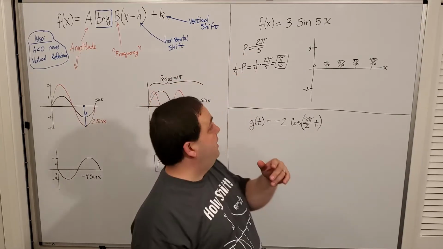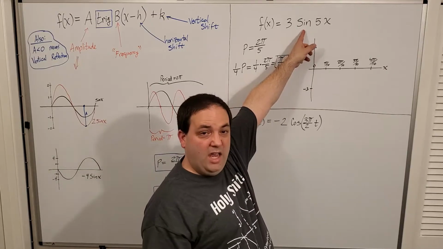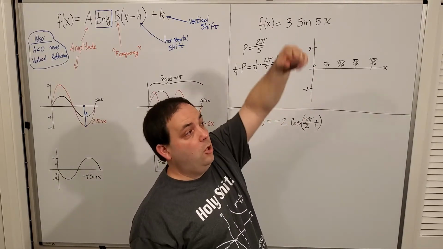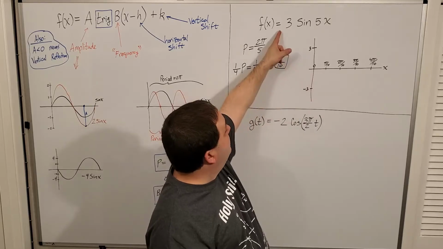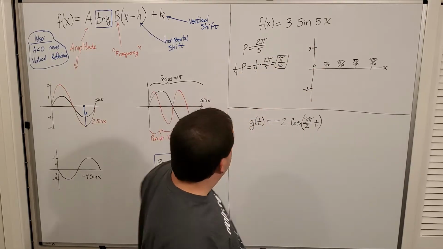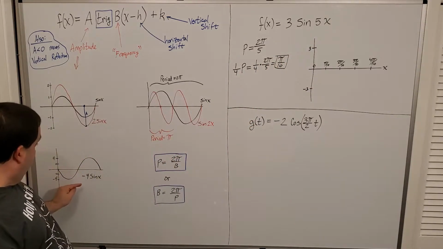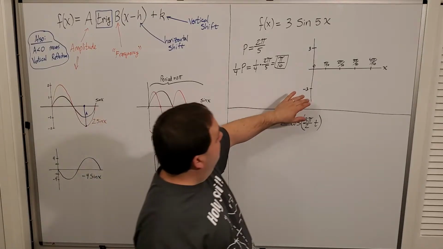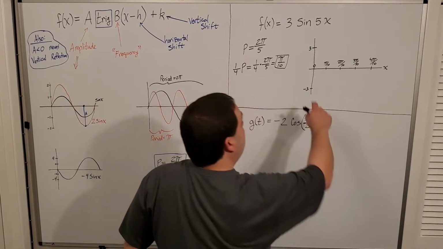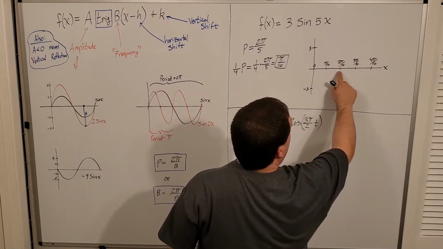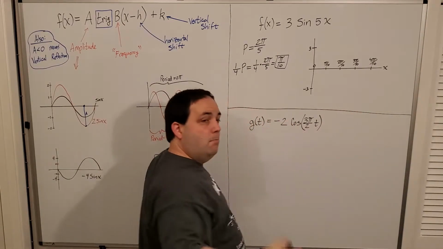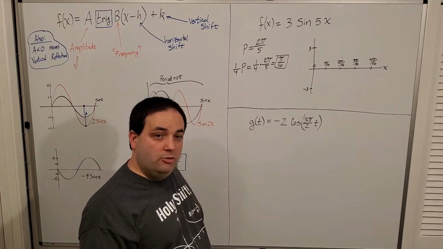Or I might start at a peak, it just depends, right? Since this is sine, I'm going to start in the middle and go up to a peak. Since it's positive, I'll go up first, right? If it was negative, I would go down first. So now I know these marks right here represent my quarters. In other words, my quadrants.